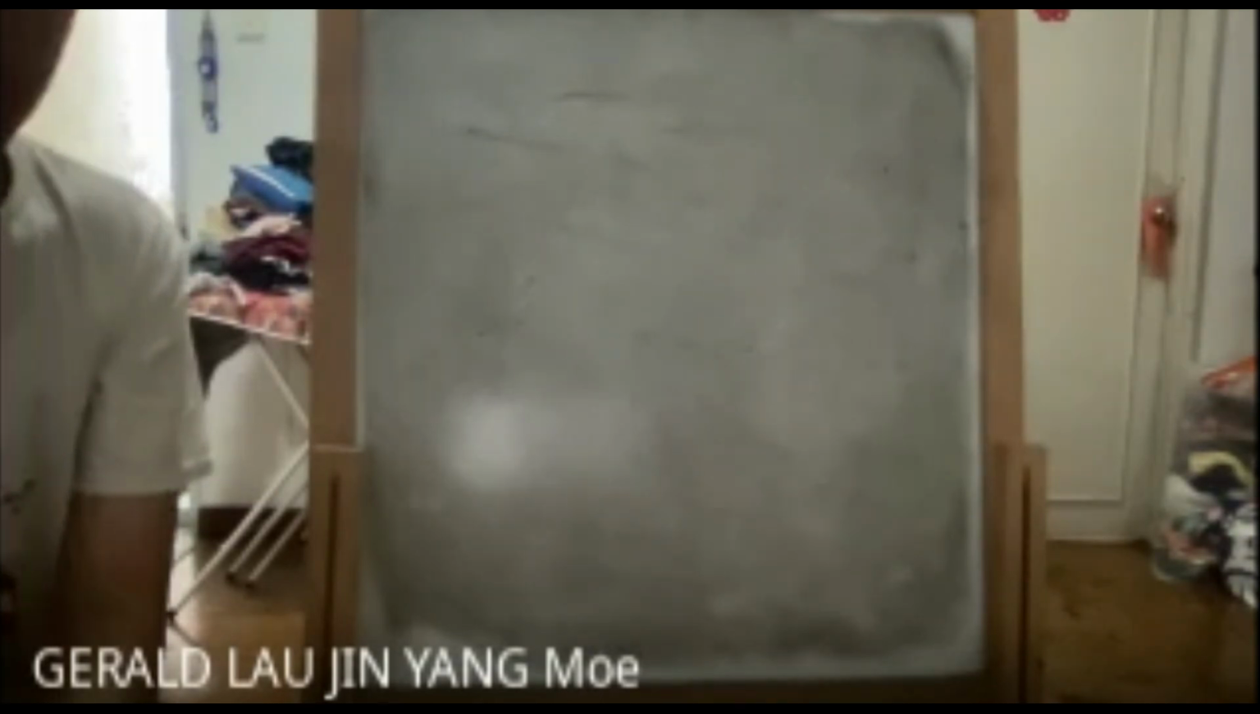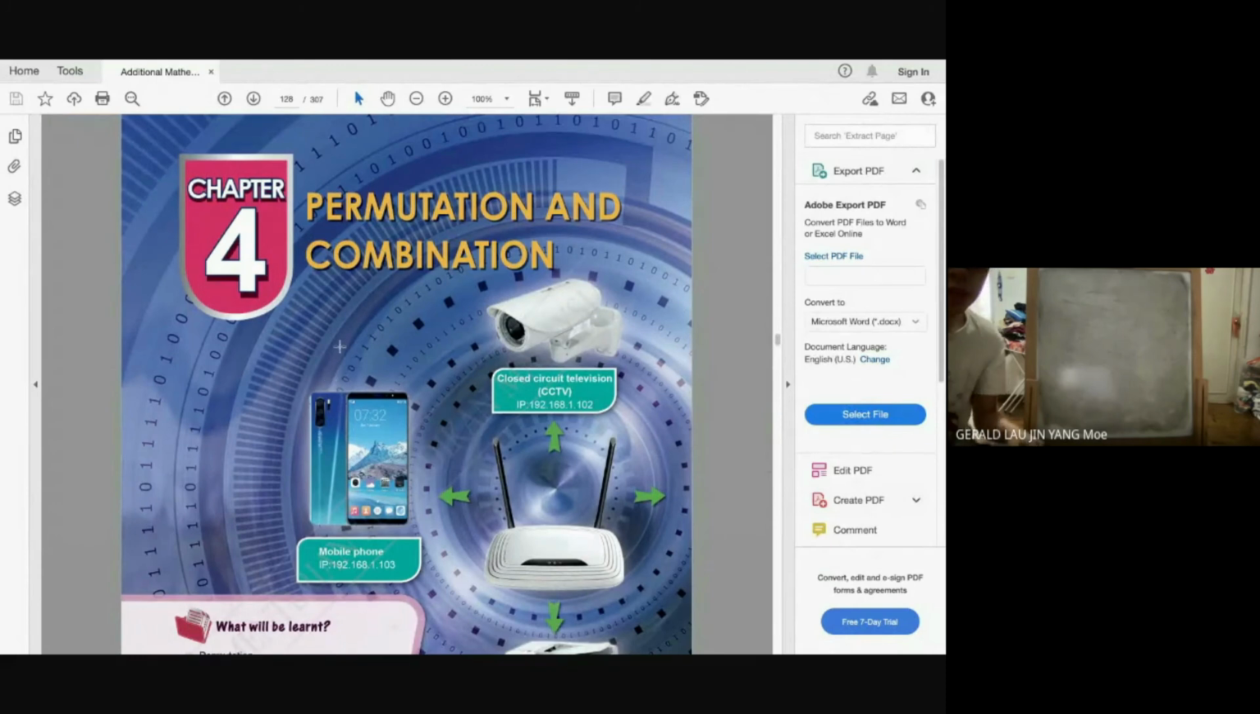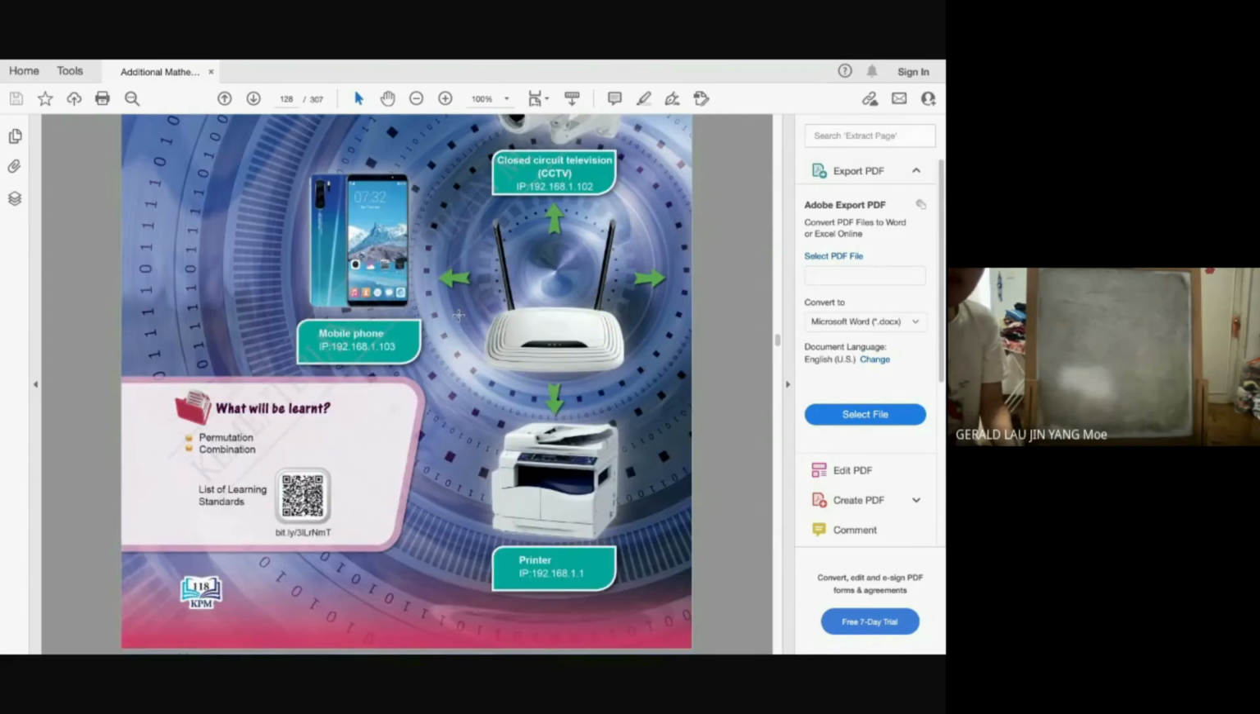Today the topic we'll be talking about is chapter 4, permutation and combination, and also chapter 5, binomial distribution, standard normal distribution, everything. In this chapter, permutation and combination, basically what they want us to find is the number of possibilities or ways of the outcome. Permutation and combination are similar but each also has its own differences.